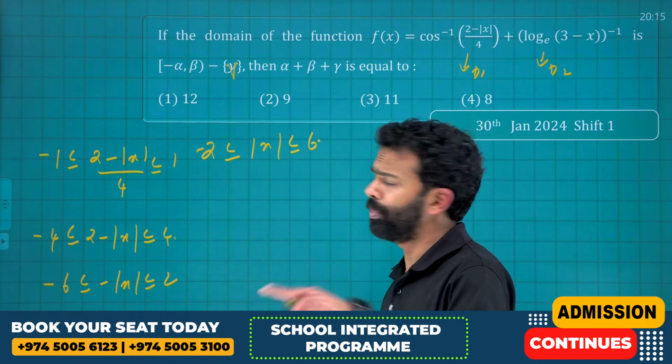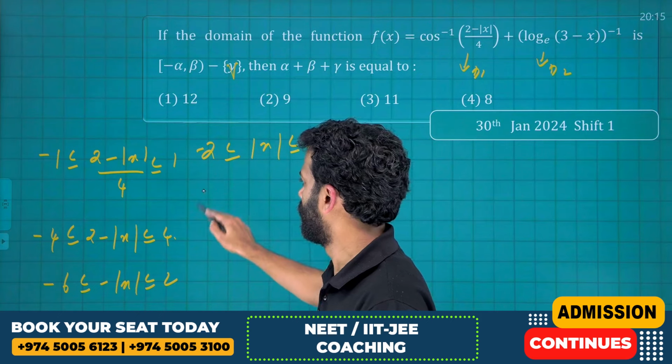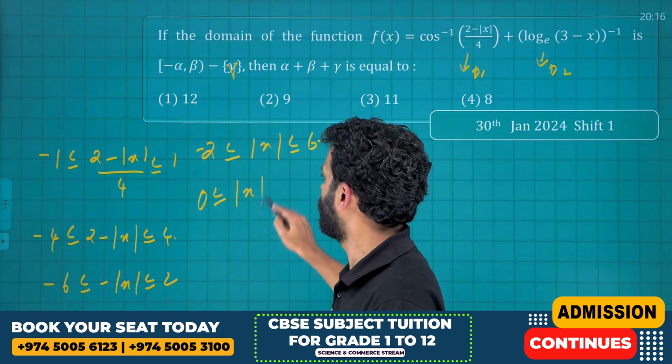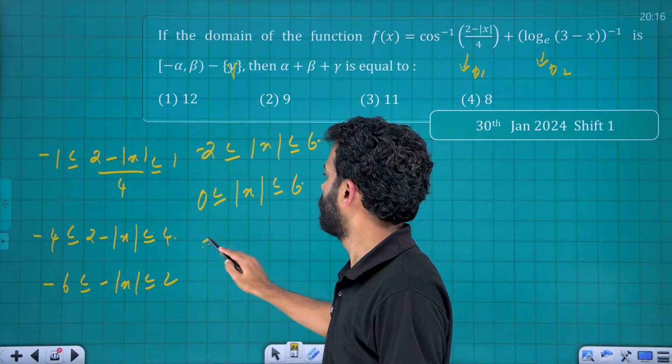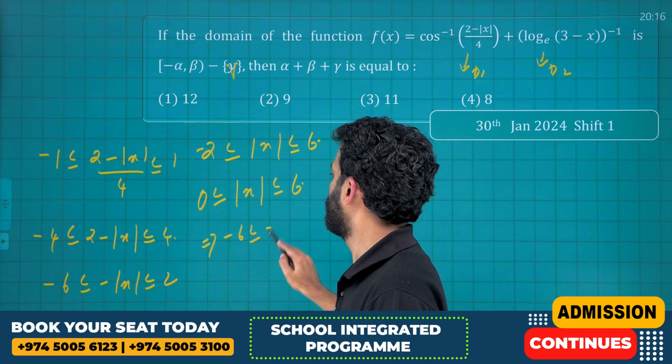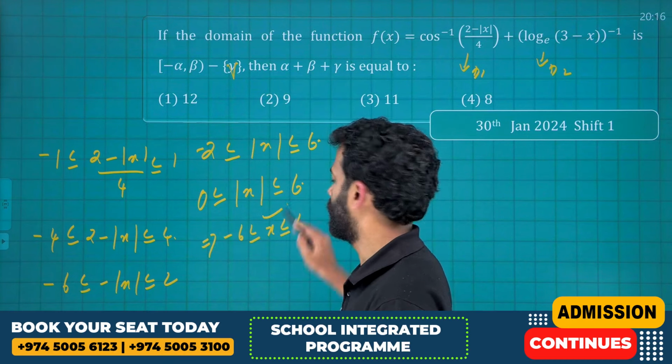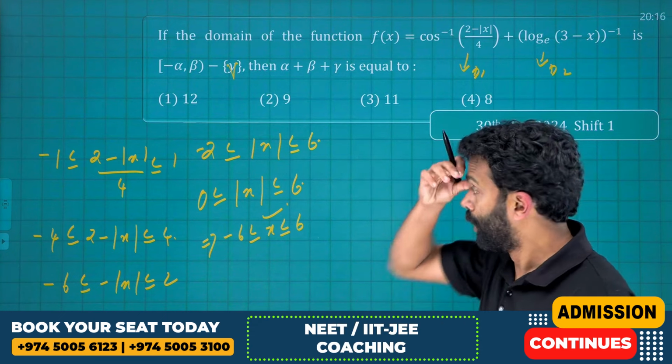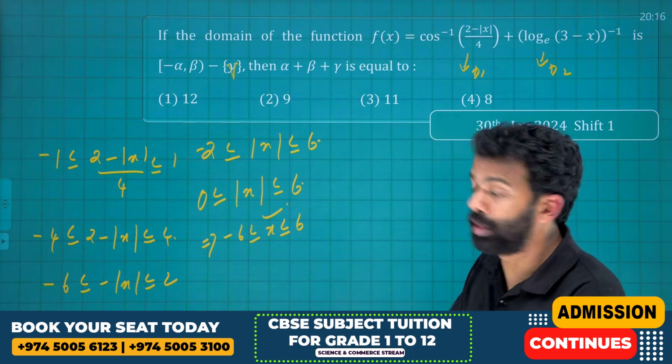But mod x can never be a negative number, therefore we need to restrict it to 0 less than or equal to mod x less than or equal to 6. Therefore it will be minus 6 less than or equal to x less than or equal to 6. So that's closed. That is the domain of the first part of the function.